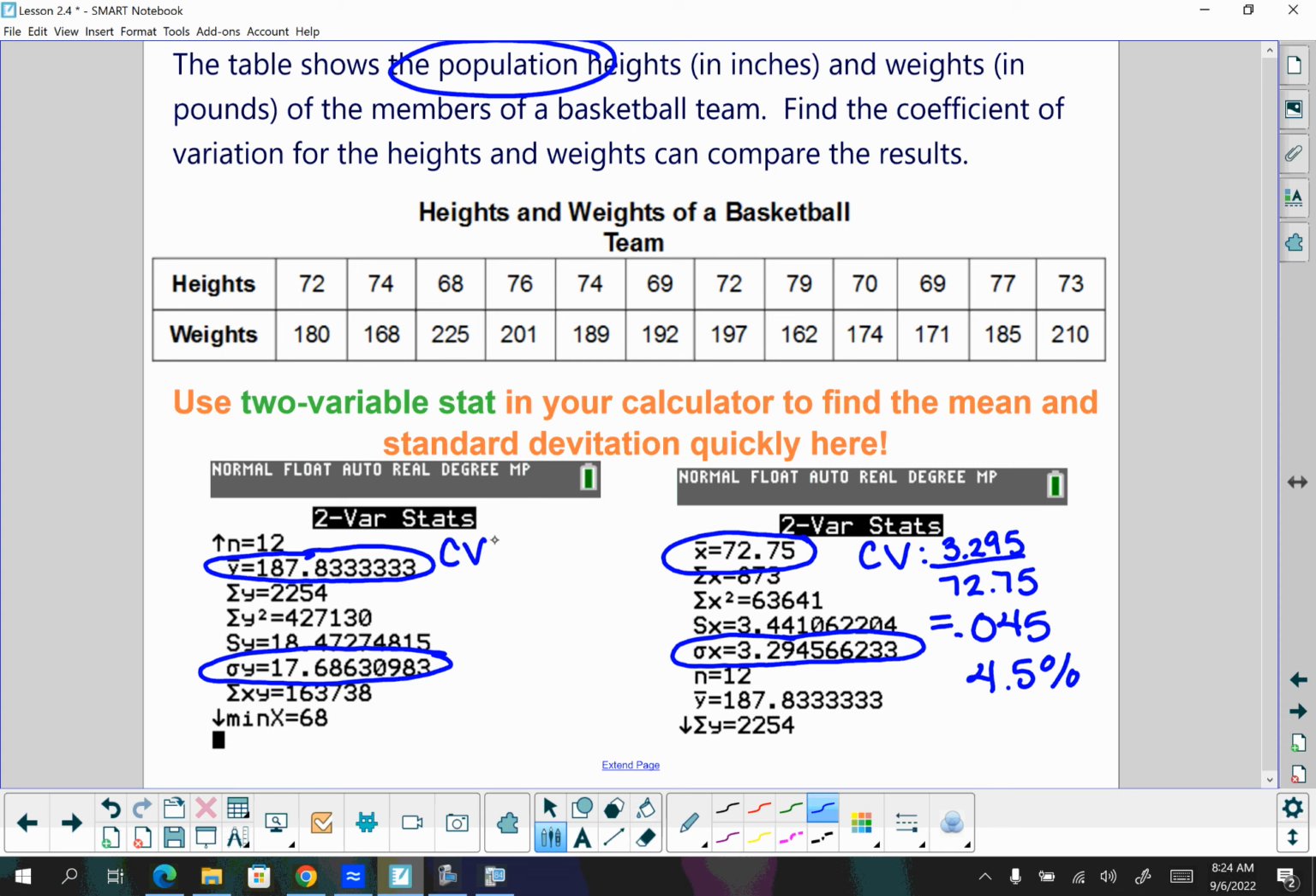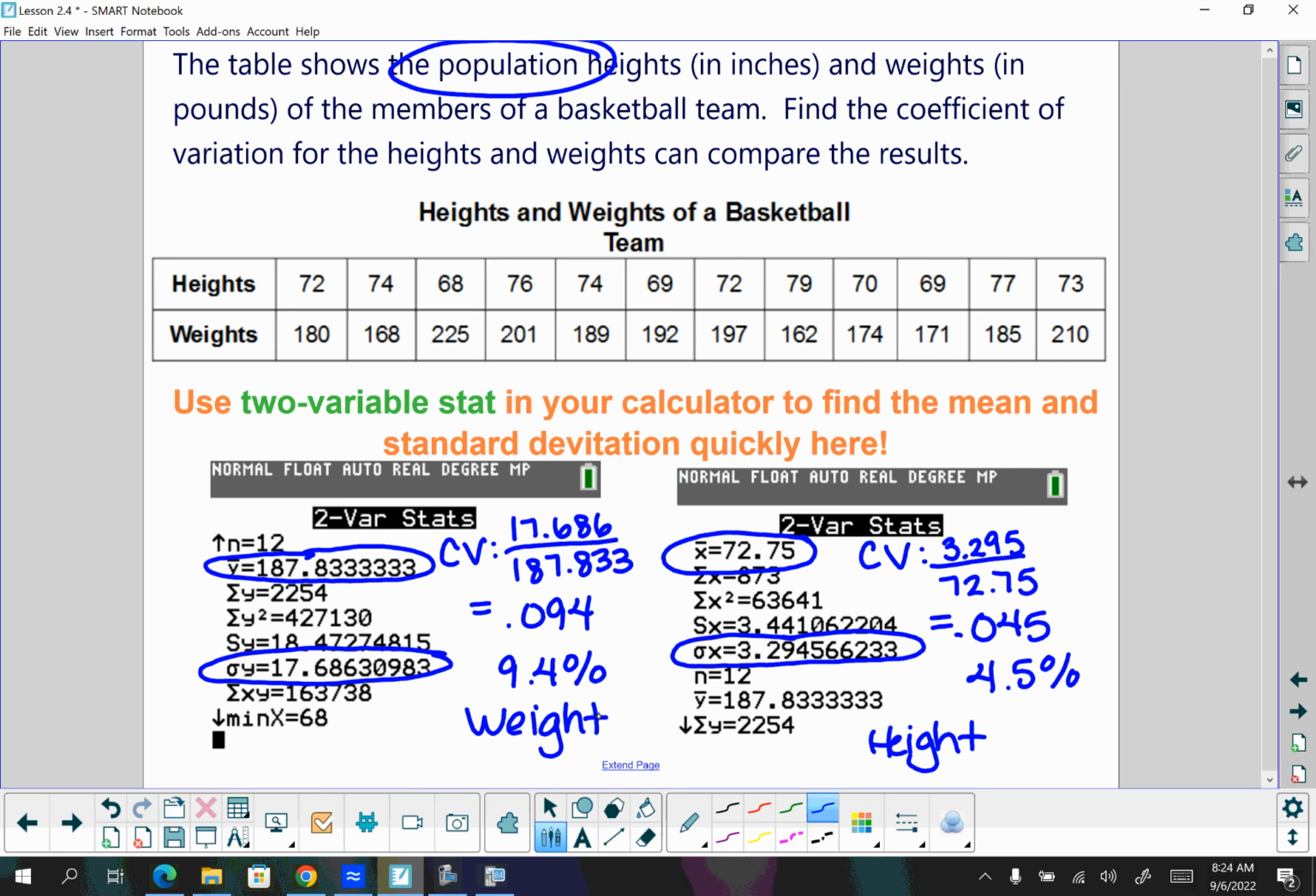Same thing with the other one. So my standard deviation here is 17.686. My mean is 187.833. Divide them. I get 0.094, or about 9.4%. Now remember, X's represented height, and Y's represented weight. Which set of data varies more? What was it? Weight. The weight varies more because my coefficient of variation is higher.